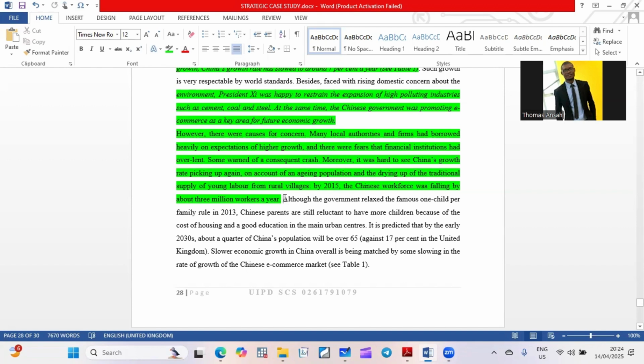Although the government relaxed the famous one-child-per-family rule in 2013, Chinese parents are still reluctant to have more children because of the cost of housing and good education in the main urban centers. It is predicted that by the early 2030s, about a quarter of the Chinese population will be over 65, against 17% in the United Kingdom. Now, in the United Kingdom, it is the Africans who are making it so. You know the number of Ghanaian youth that are in the UK.